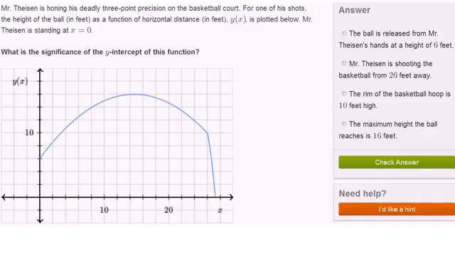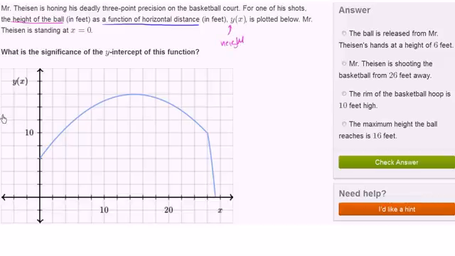Mr. Thiessen is honing his deadly three-point precision on the basketball court. For one of his shots, the height of the ball in feet as a function of horizontal distance, in feet, y of x. So here, y is a function of x. So the height must be y, because that's the thing that is a function of something else. So this right over here is height.